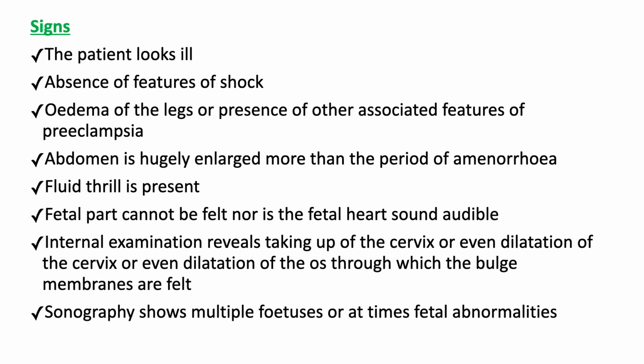Signs: the patient looks ill, absence of features of shock, edema of the legs or presence of other associated features of preeclampsia, abdomen is hugely enlarged more than the period of amenorrhea, fluid thrill is present, fetal parts cannot be felt nor is the fetal heart sound audible. Internal examination reveals taking up of the cervix or even dilatation of the os through which the bulging membranes are felt. Sonography shows multiple fetuses or at times fetal abnormalities. With radiography, often the plates become too hazy to interpret.